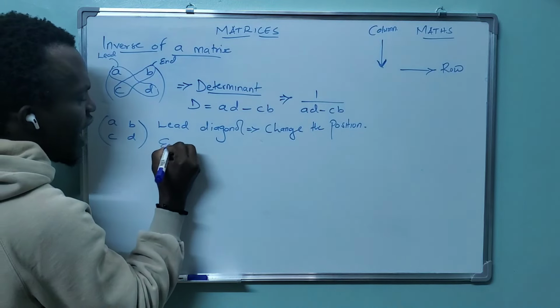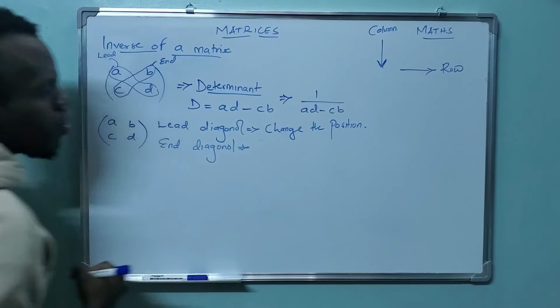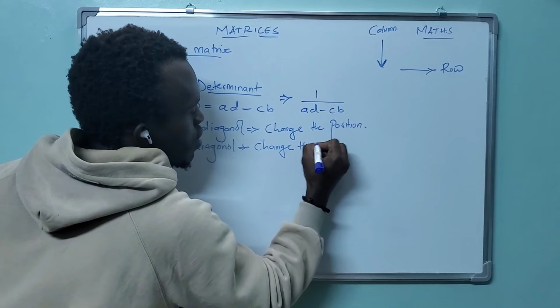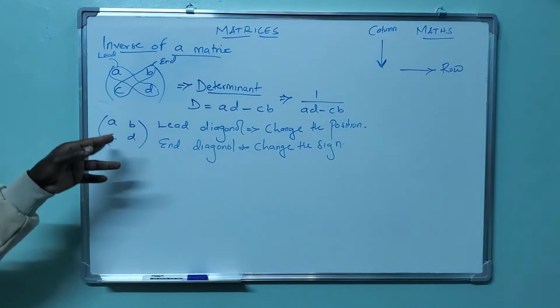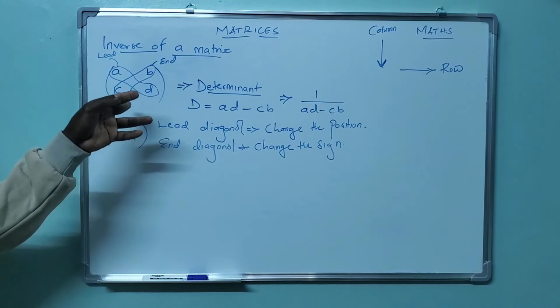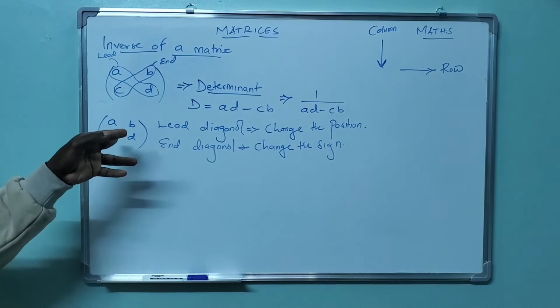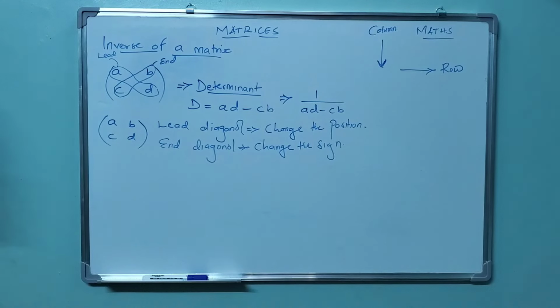Then to my end diagonal, I'm going to change the sign, which means if B was a negative, it is going to be a positive. If it was a positive, it is going to be a negative. My C, if it was a positive, it is going to be a negative. If it is a negative, it is going to be a positive. So you change the sign of the end diagonal and the position of the lead diagonal. By doing so, you will have gotten the inverse of that matrix.